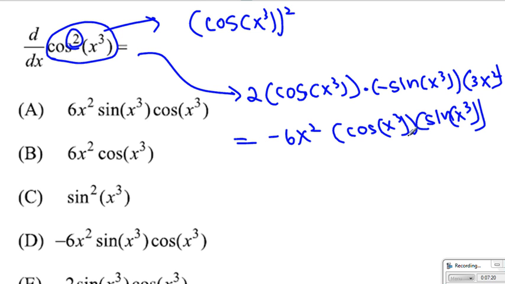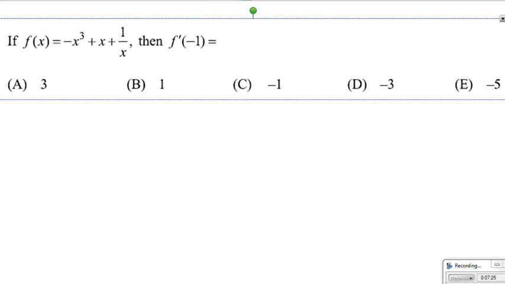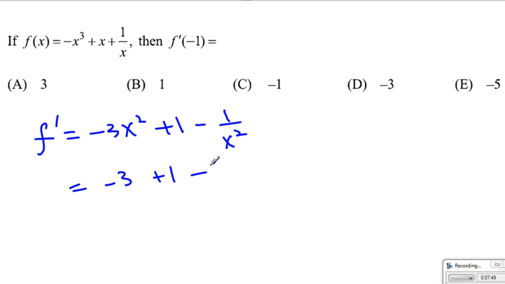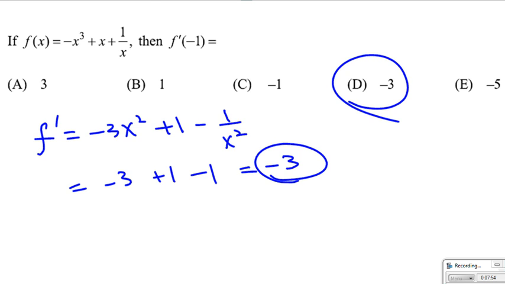Alright, then anything that has that as the answer, which will be choice D, becomes our answer. Alright, here is the next question. F prime of negative 1: f prime simply becomes negative 3x squared plus 1, and then negative 1 over x squared. So once you plug in negative 1 for all of them, we'll end up getting negative 3 plus 1 and then minus 1. Therefore, our final answer becomes negative 3, which is choice D.